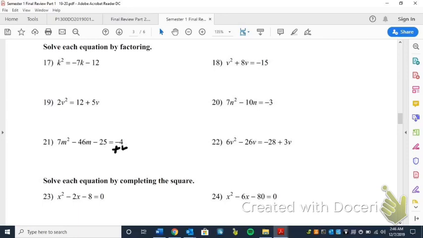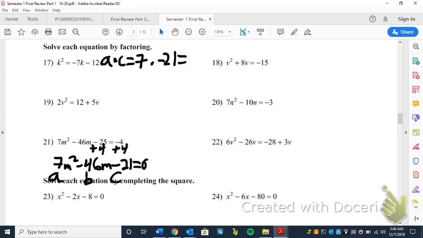21, add 4, multiply them together, and we get negative 147. Now, factors of negative 147. 1 and negative 147. 3 and negative 49.